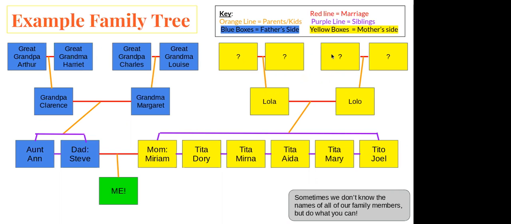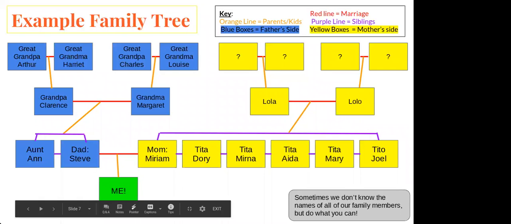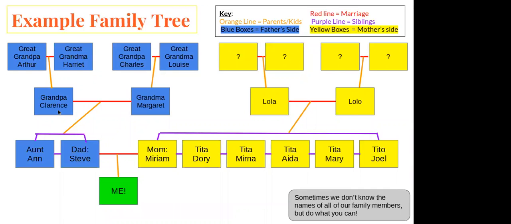So the other things we have in this key would also be what the different color lines mean. We can see the red lines mean that they're married. The purple lines mean that they're siblings. So that's how we know, okay, great grandpa Arthur marries great grandma Harriet, and they have grandpa Clarence. And then great grandpa Charles marries great grandma Louise.